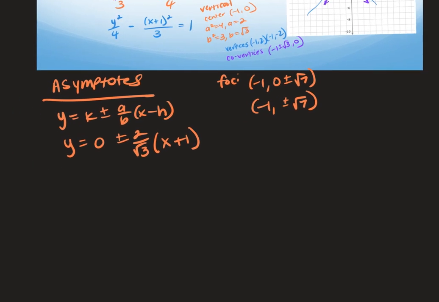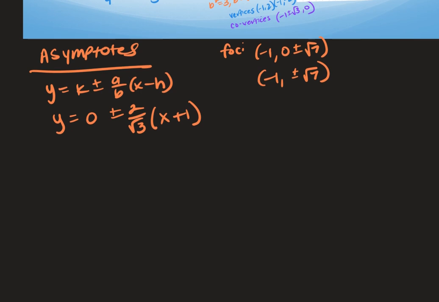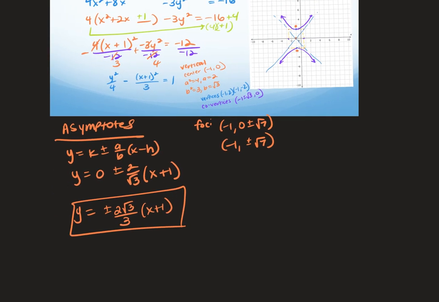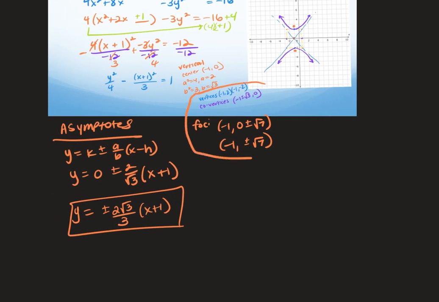You cannot leave that root in the denominator, so the last thing we're going to do is rationalize. I get y equals, the 0 goes away, plus and minus 2 root 3 over 3 times x plus 1. And there's my asymptotes, and then my vertices, my covertices, and my foci. So with hyperbolas, you find one more thing than you find with ellipse, because you have to find the asymptotes.